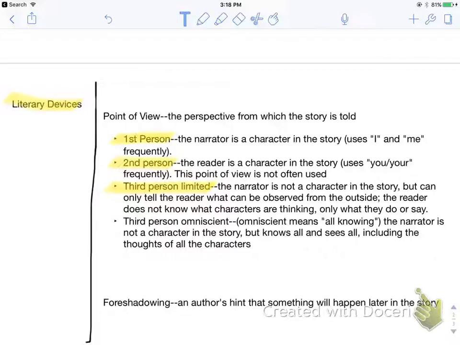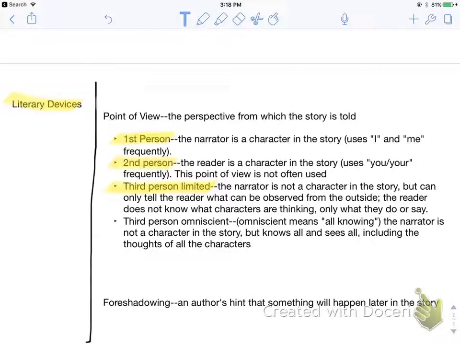They can't say, the person inside the car that went through the red light was drunk and the person in the other car that got hit saw his life flash before his eyes. They don't know because they can't get inside those people's heads. So all that narrator can do in third person limited is observe and report.